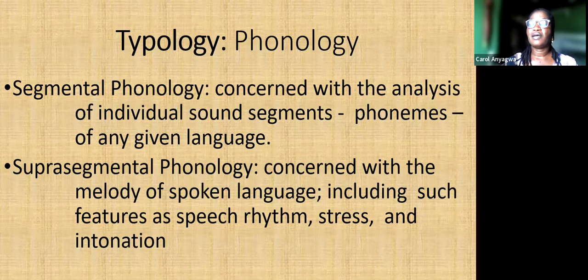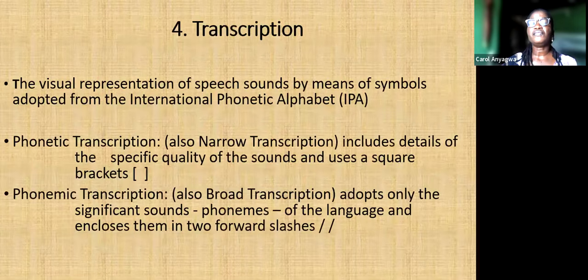So based on typology, phonetics is divided into articulatory, auditory, acoustic, and forensic phonetics, while phonology has just two branches, the segmental phonology and suprasegmental phonology. The fourth of our criteria is transcription. For those of us who are already into the study of phonology or phonetics, we know that transcription is the visual representation of speech sounds by means of symbols.